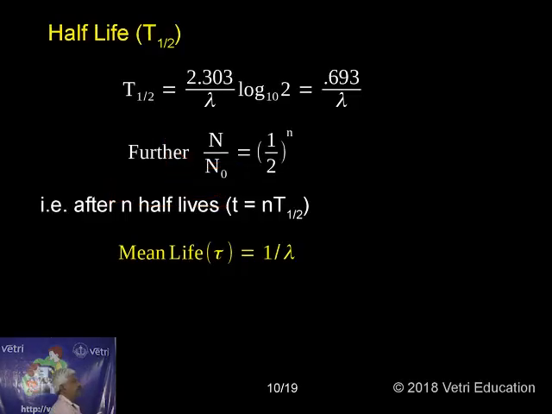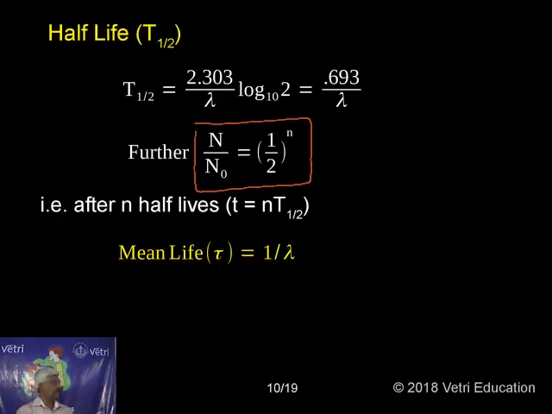Just now we have seen half-life. N by N naught is an important formula: N by N naught is equal to half to the power of n. What is N? N is equal to N naught e power minus lambda t. So N by N naught is equal to half to the power of n. This N by N naught, or A by A naught, whatever may be the thing, N by N naught or A by A naught.